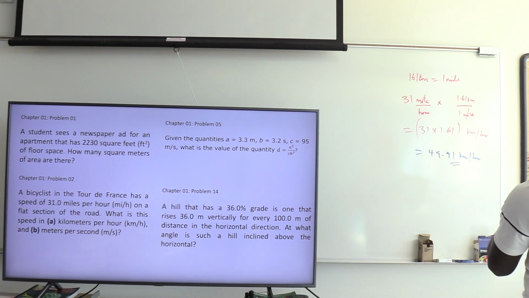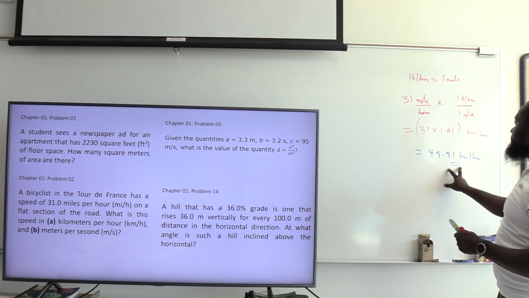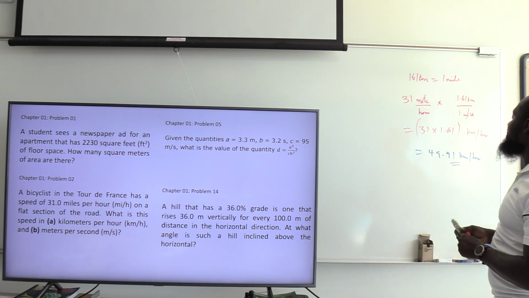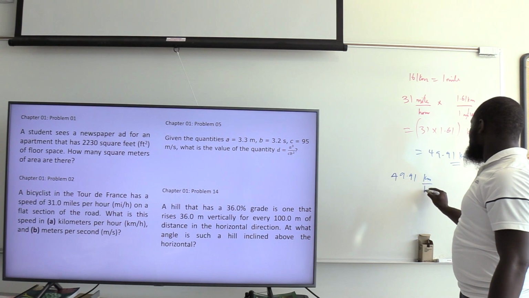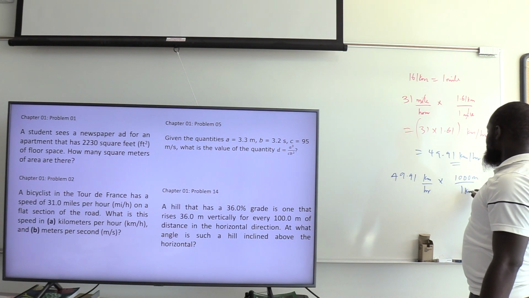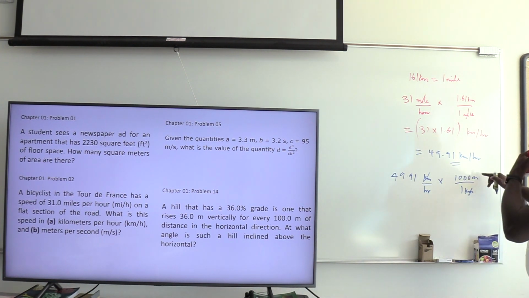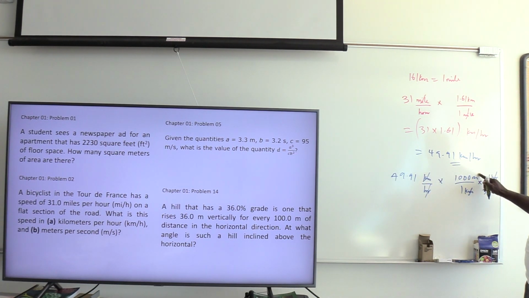But we have the B part. So let's see what the B part says. The B part says convert the same to meters per second. So I'll just convert this kilometers per hour. So I'm converting 49.91 kilometers per hour to meters per second. So I know 1,000 meters is 1 kilometer. So kilometers cancel kilometers because I want meters on top. Then I know that 1 hour is 60 times 60, 3,600 seconds. Hour cancels hour. Whatever remains is meters and seconds.